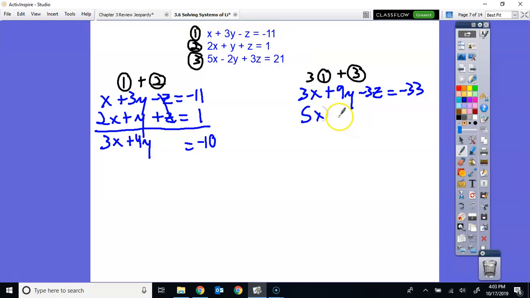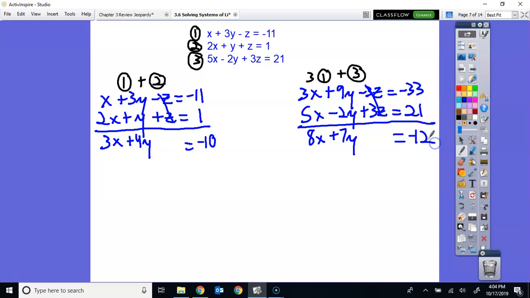You take equation number 3 and you write it right underneath equation number 1, and then you add those together. The z's cancel again. If the z's don't cancel again, you are doing this wrong. If you are trying to cancel out z's in the first one, you should also cancel out z's in the second one. Because what it gives me is 3x and 5x is 8x, 9y and negative 2y is 7y, and then negative 33 and 21 is negative 12.